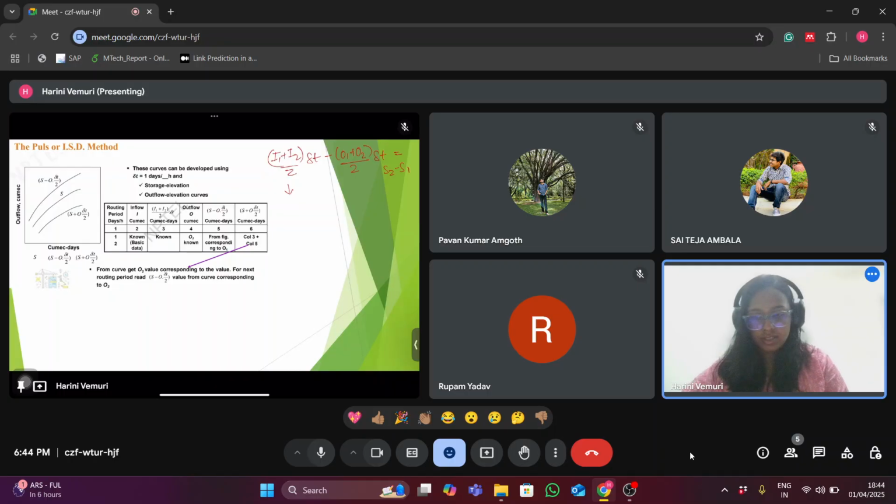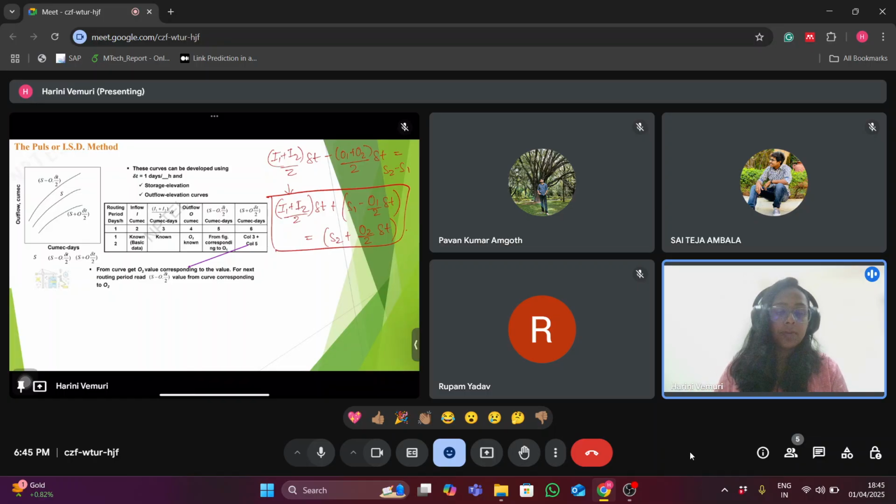IST means inflow storage discharge method. So in this, how we are writing the equation is (I1 plus I2) by 2 into delta T plus S1 minus O1 by 2 into delta T is equal to S2 plus O2 by 2 into delta T. So this is the equation that we will be solving in this method, to calculate the S2 and O2 values for the next time steps.